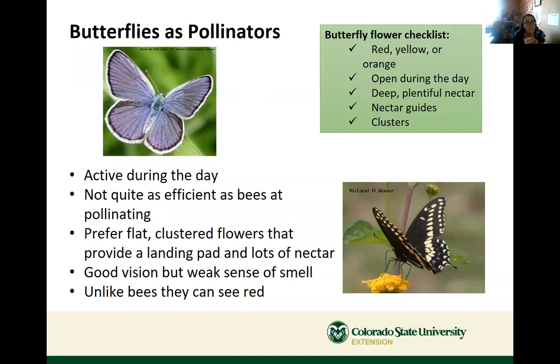They have very good vision, but a weak sense of smell. So it doesn't really matter how fragrant a flower is to a butterfly. And unlike bees, they can see red. So they like those red, yellow, oranges.